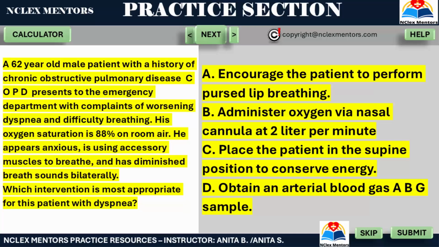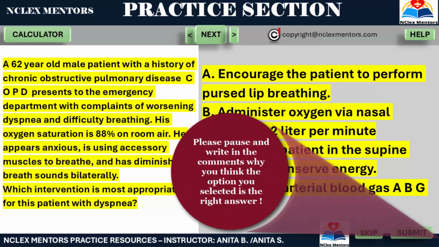Take some time to read through the question, but let me answer the question. The correct answer is B, administer oxygen via nasal cannula at 2 liters per minute. But can you explain why I have chosen this as the most appropriate answer? Please write in the comments below.